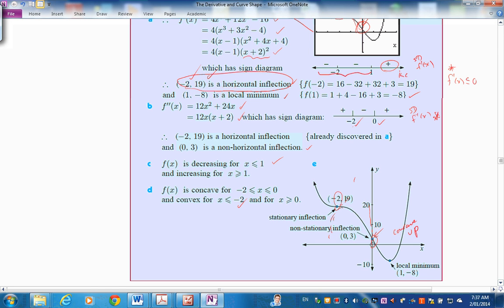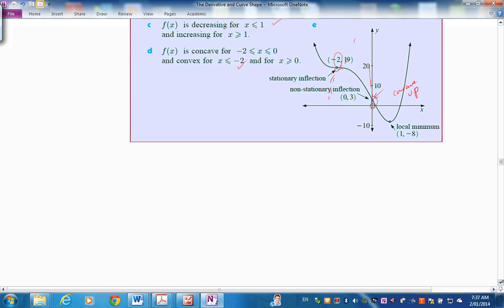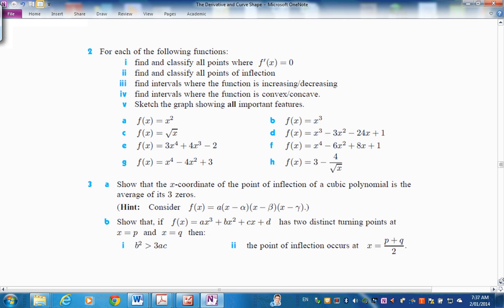You've actually pulled apart a function and can see why its graph is doing what it's doing, not just bound up by looking at the calculator. Okay, let's have a look at some problems for you.